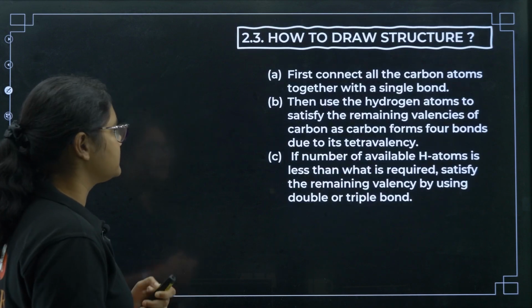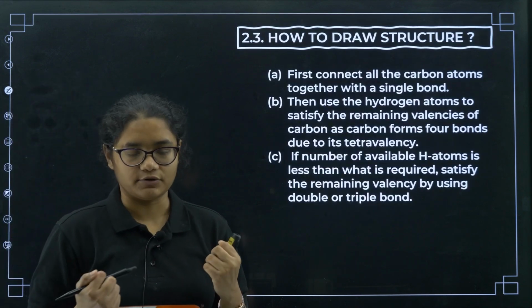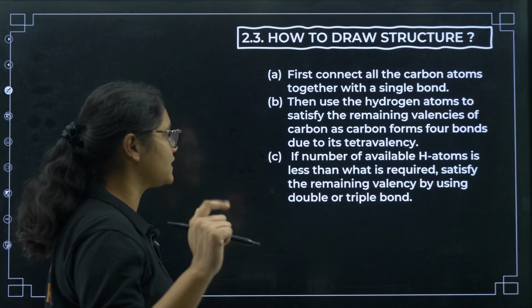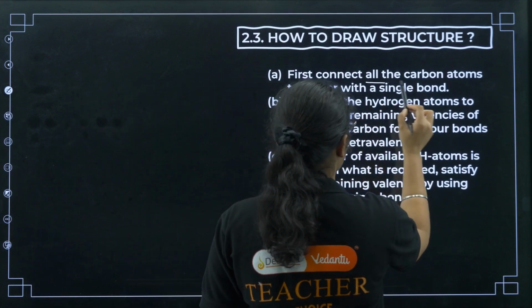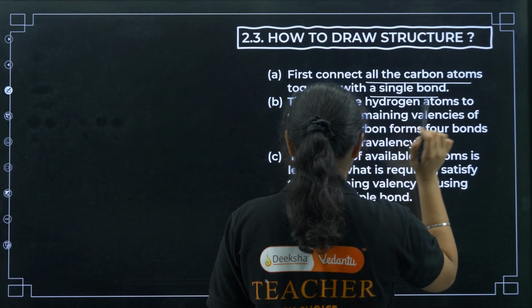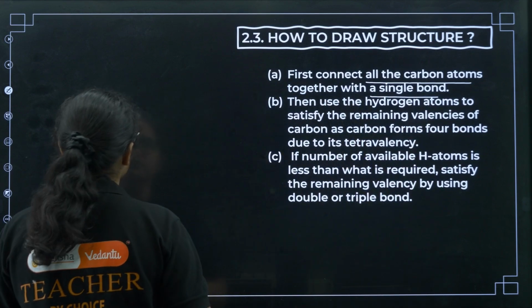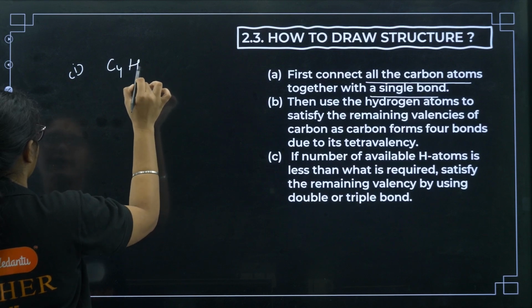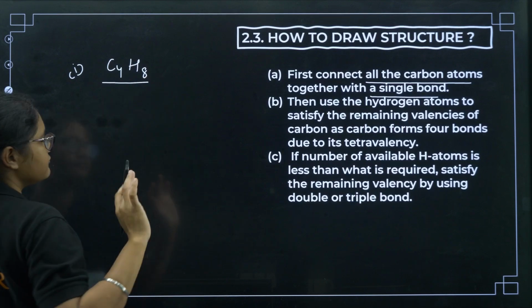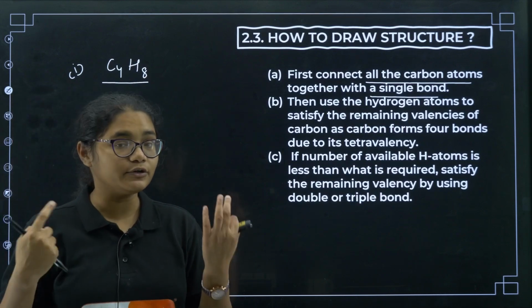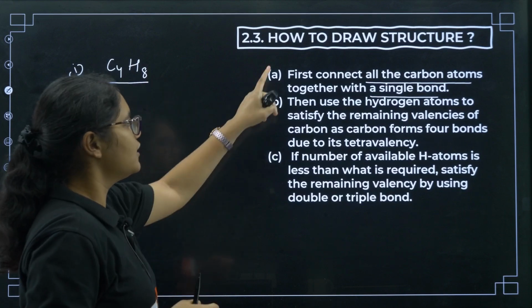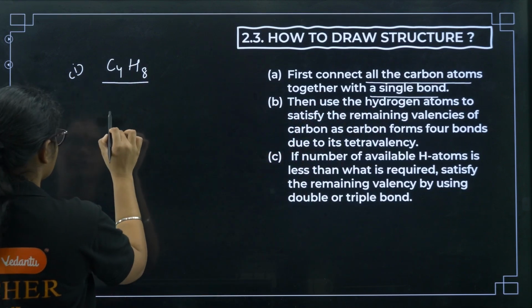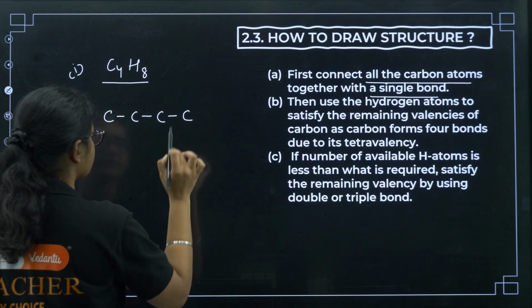Okay, next coming to how to draw the structures of these, ethene, ethyne. How should you draw the structure? What's the trick for that? So step number 1 is first connect all the carbon atoms together with a single bond. For example, I gave you a structure like C4H8. How will you draw the structure? Let us do it with this. First connect all the carbon atoms together with a single bond. So we have 4 carbon atoms, so I'll connect them with a single bond.